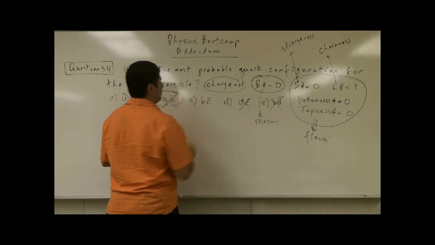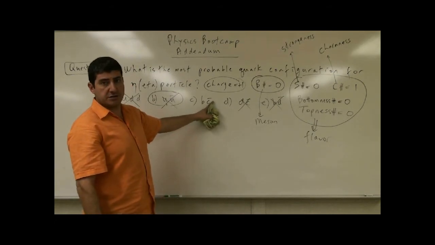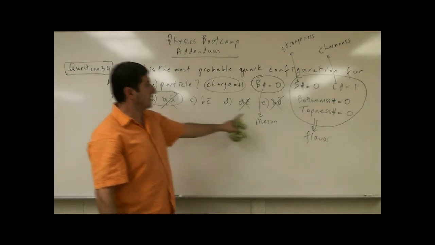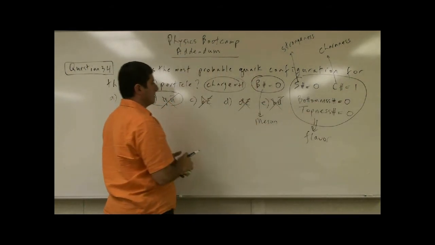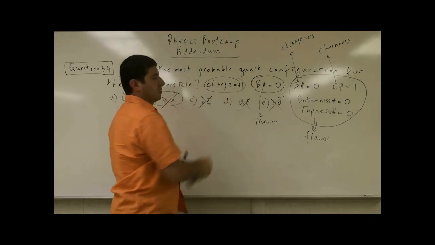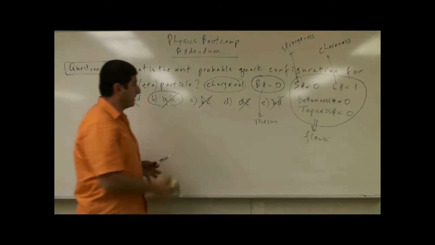This one cannot be the answer. It was bottom, anti-charm. The anti-charm quark, the charmness would be -1. So it says here charmness is +1, so this can't be the answer either. Okay? Well, none of the choices here meet the requirement. So if there was a choice none of the above, we would put none of the above.